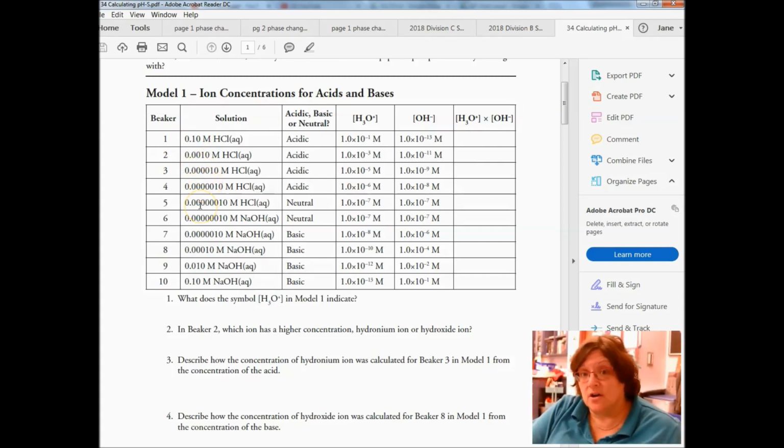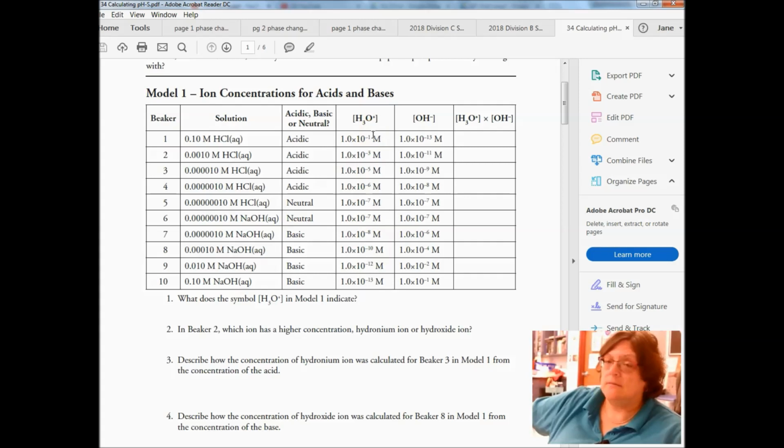Remember, molarity is concentration. So we have a concentration of 0.1 molar hydrochloric acid, 0.001 molar hydrochloric acid, 0.00001, so on and so forth. Also, we have a column that has H3O in it. This is called the hydronium ion.